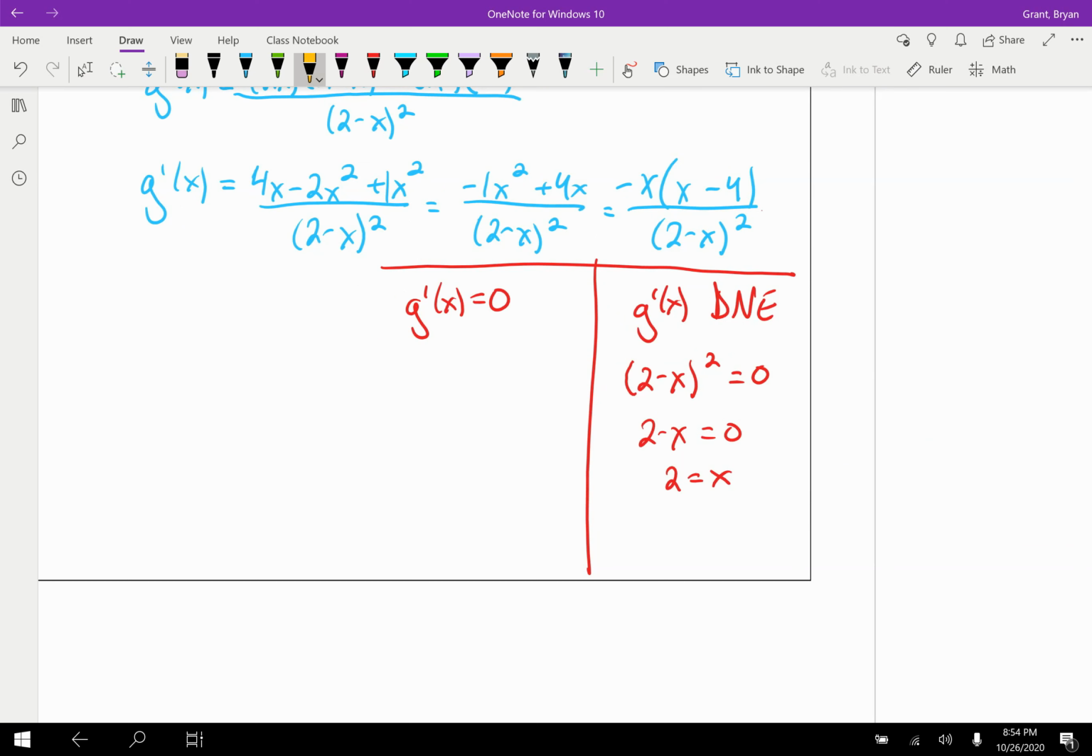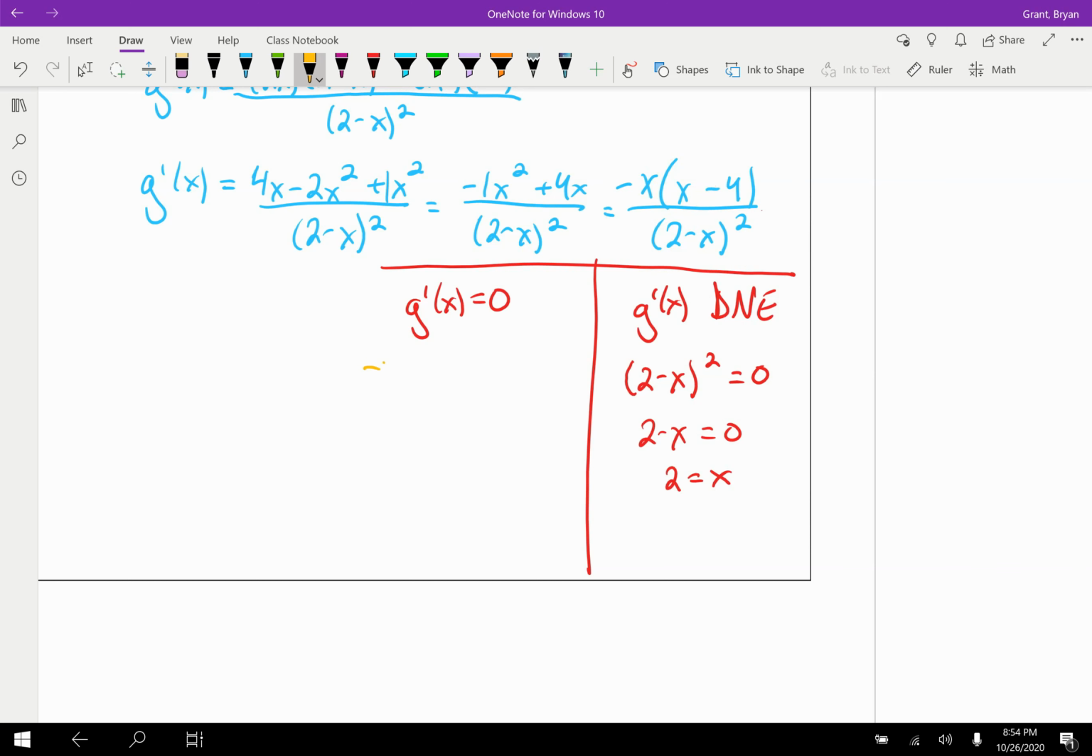G prime of x equals 0, so we need to, well, let's just think logically. What's going to turn a fraction into 0? I actually don't need to set the whole thing equal to 0. You can if you'd like, and you'll get the right answer, but thinking logically, I think only if the numerator of the fraction becomes 0, then we have 0 divided by whatever the denominator is. That makes the whole thing become 0.